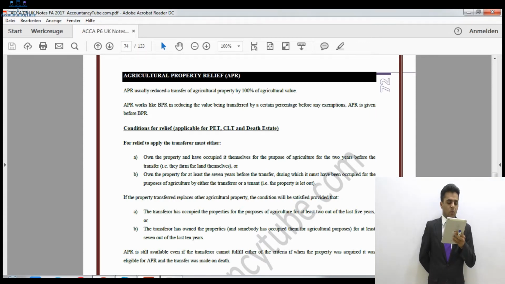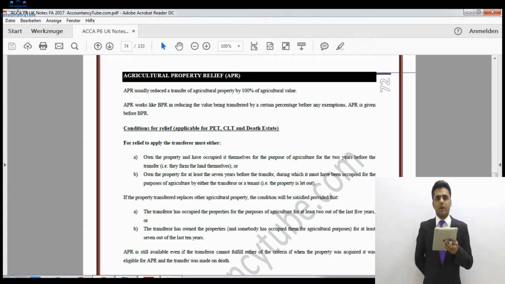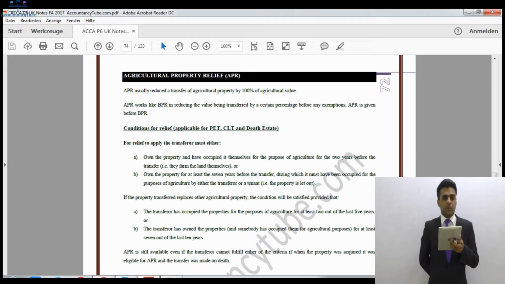In B it says that the transferor must have owned the property for at least 7 years before the transfer, during which it must have been occupied for purposes of agriculture by either the transferor or a tenant. So it means that you must have owned the property, but someone else might have used it for agricultural purposes. That is still fine, but in this case the ownership period is 7 years. However, if you are using it and owning it at the same time, then the condition is 2 years.